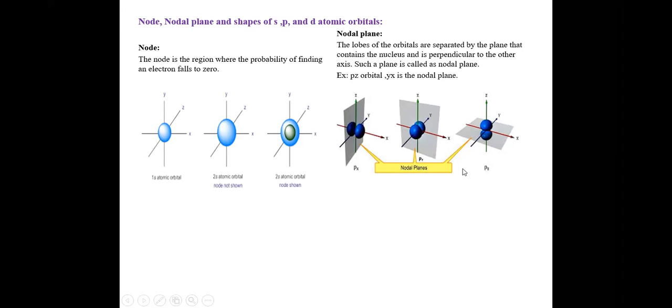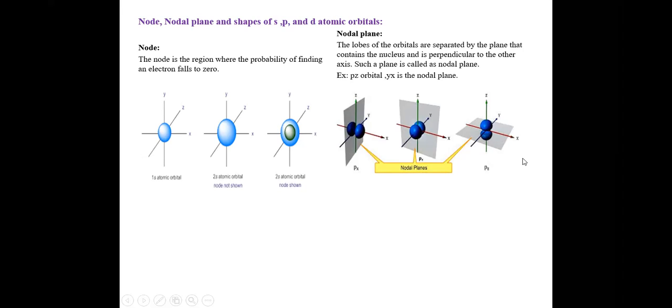For example, see here the pz orbital. These are the lobes. These lobes are separated by this plane. You can see here an imaginary plane, like a rectangular shape. These lobes are separated by this plane, which contains the nucleus and is perpendicular to z. Here xy is the nodal plane for the pz orbital.